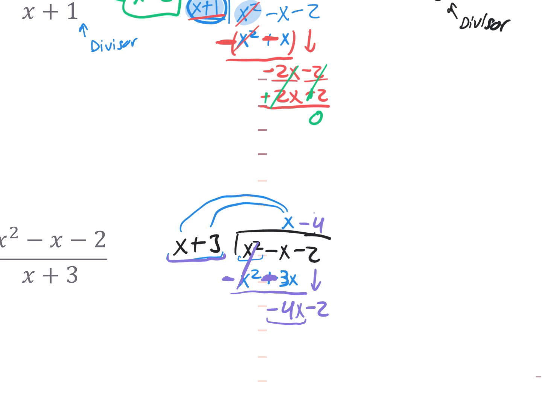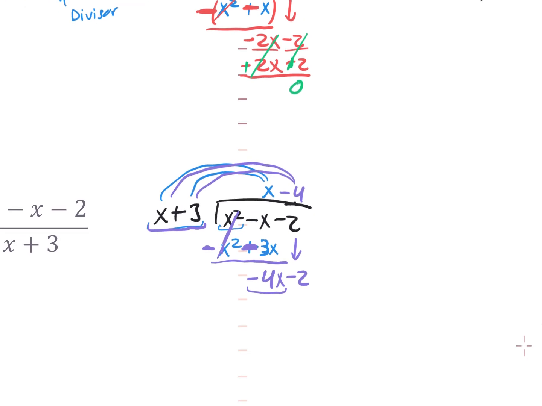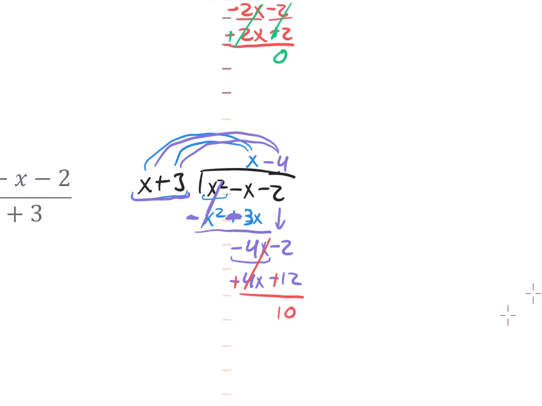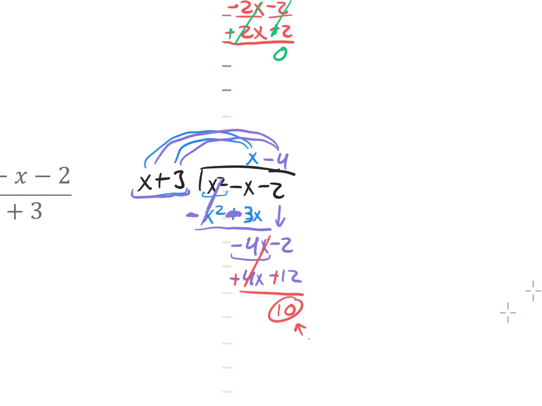If we distribute a negative 4 to each of our terms, we're going to get a negative 4x minus 12. So I just distributed that negative 4 to our divisor. And now subtracting this whole thing is going to switch the sign of everything. And what should happen is negative 4x plus 4x is going to cancel out. And so we get negative 2 plus 12 is a positive 10. I have no more terms to drop, meaning we have a remainder. So this 10 right here, this is a remainder.